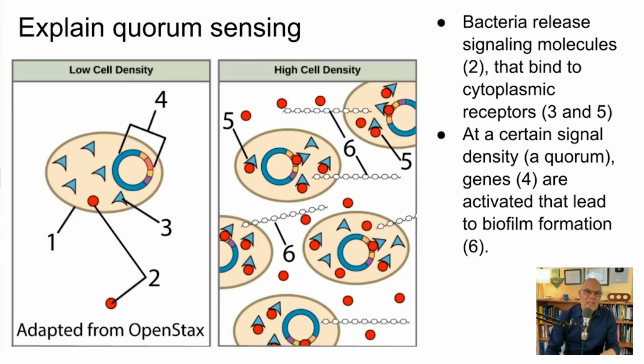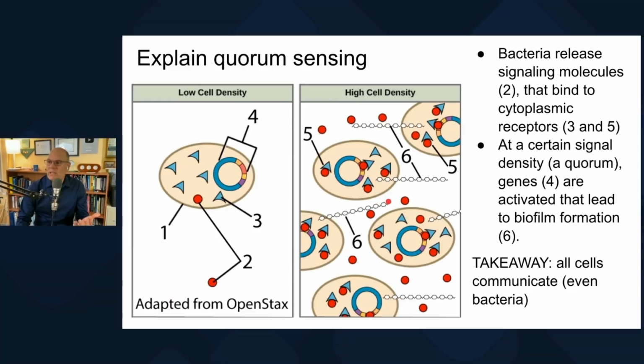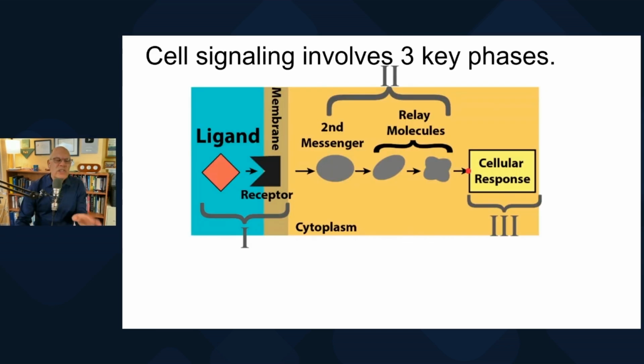And the basic idea is that now we see a mechanism by which bacterial cells can communicate with one another through the release of a ligand binding with a receptor that causes genes to be turned on. It's just a very basic example of cell communication, just to emphasize that all cells communicate. Cell signaling involves 3 key phases, and this is stuff that you absolutely have to know.